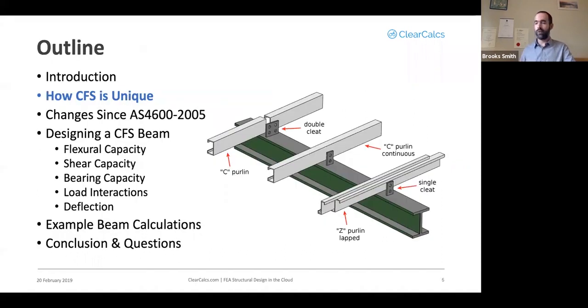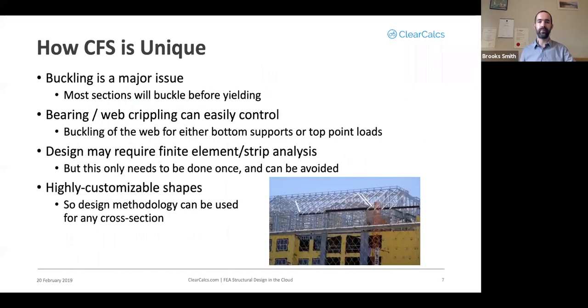So first, how cold form steel design is unique. For those of you who are less familiar with the material or more familiar with hot rolled steel or other materials. First off, cold form steel is unique because buckling is a very major issue in the design of cold form steel. Most sections are going to buckle before they yield. That could be local buckling, distortional buckling, or global buckling.